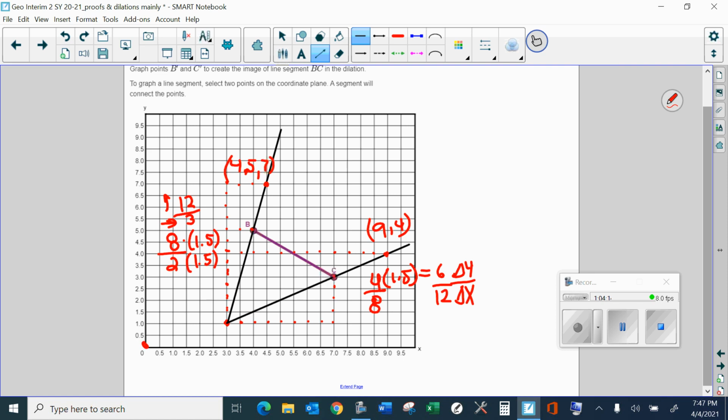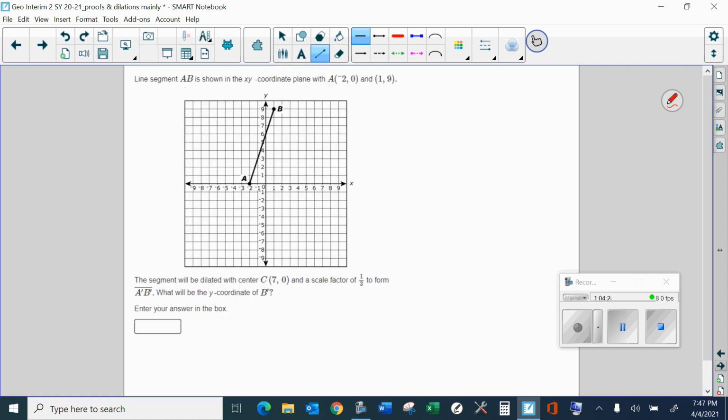Remember, if it was right on the origin of dilation, then I just multiply the coordinates by whatever that scale factor is, and that's my new coordinates. But when it's not, then I need to use the slope formula, unless I can easily count it myself personally.